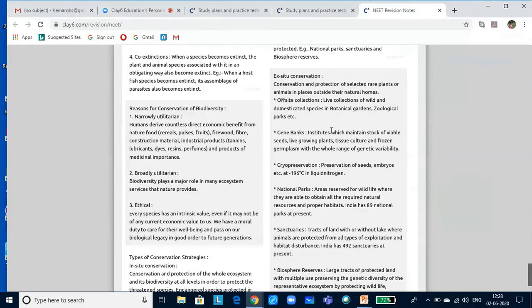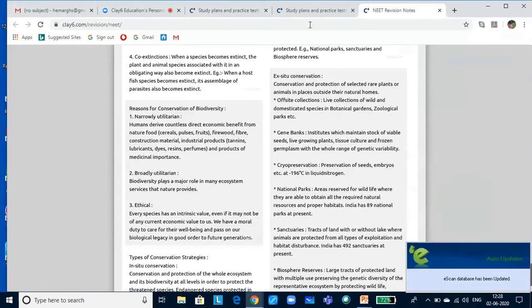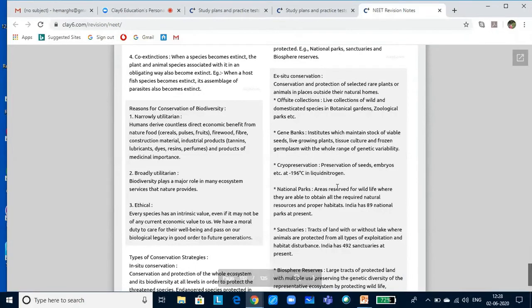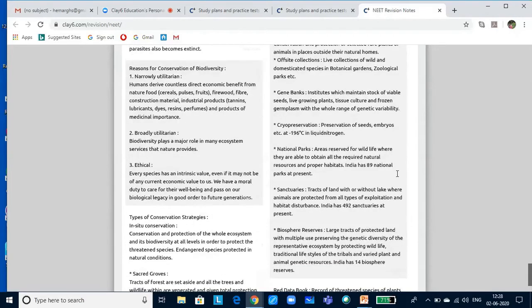Conservation and protection of selected rare plants or animals in places outside their natural homes. Off-site collections of wild and domesticated species that are kept in botanical gardens or zoological parks. Gene banks are the places where stocks of viable seeds, live growing plants, tissue culture, and frozen germplasm with whole range of genetic variability is stored and preserved. Cryopreservation is preservation of seeds or embryos at minus 196 degrees Celsius in liquid nitrogen.